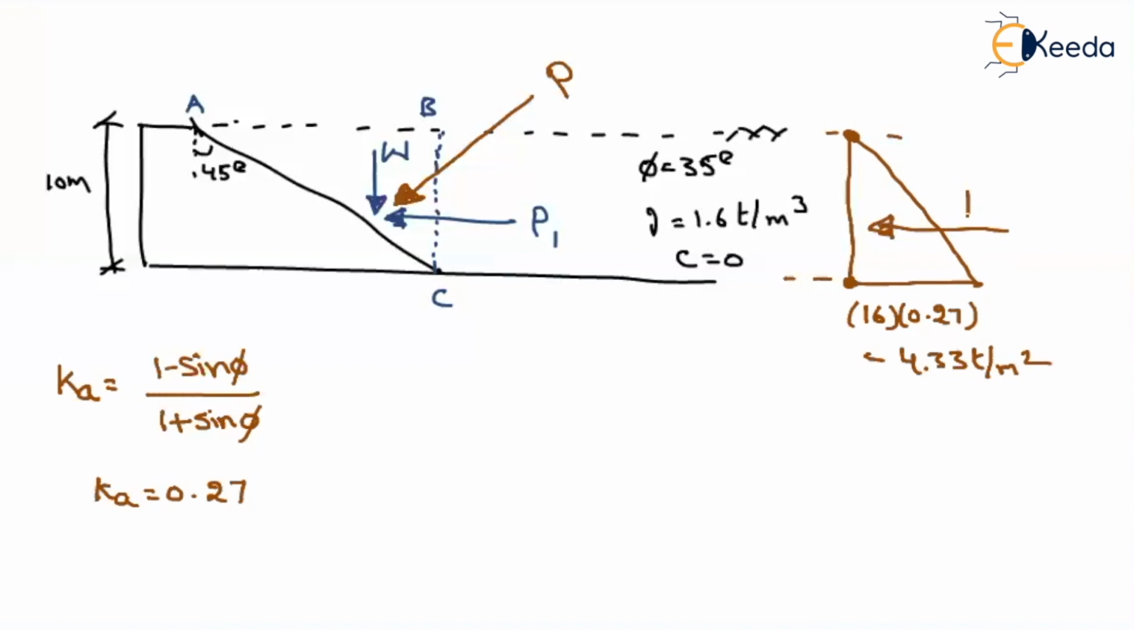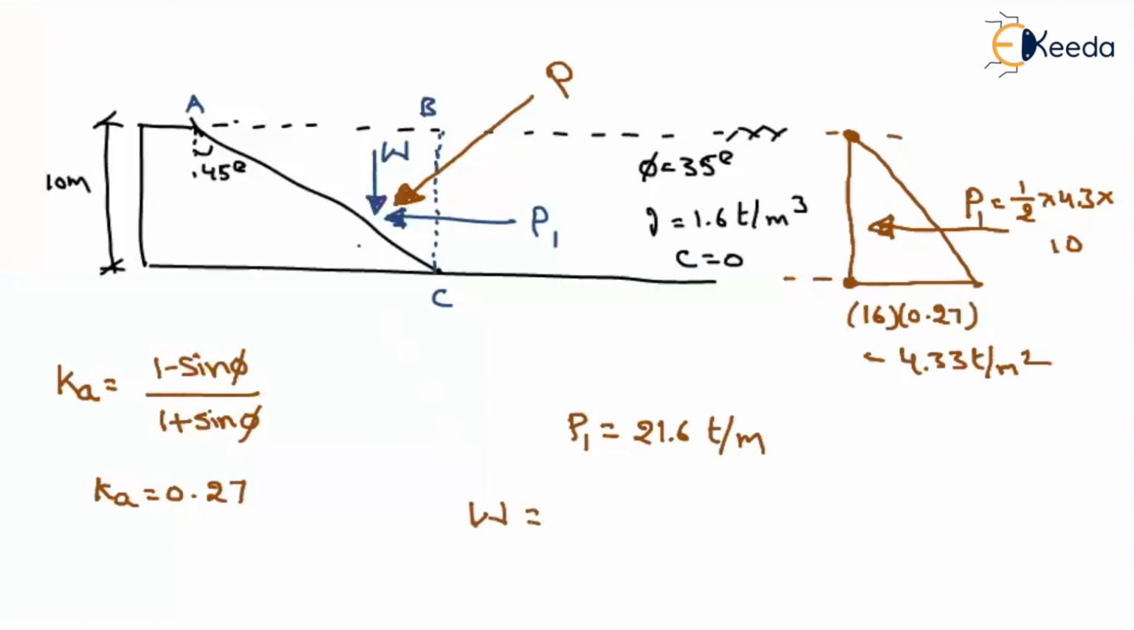So what will be the total active earth pressure? This one we are representing with P1. So what is the P1 magnitude? It is nothing but the area of this, half into 4.3 into 10. So how much are you getting? You are getting P1 equal to 21.6 ton per meter. That means if you take 1 meter length, the total active earth pressure is 21.6.